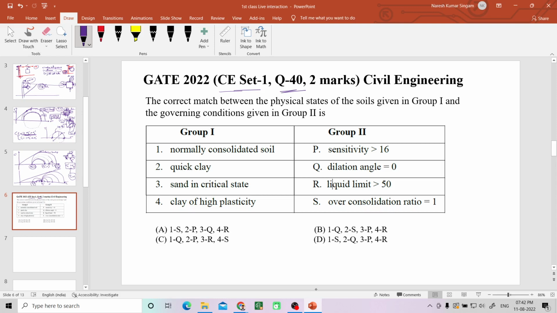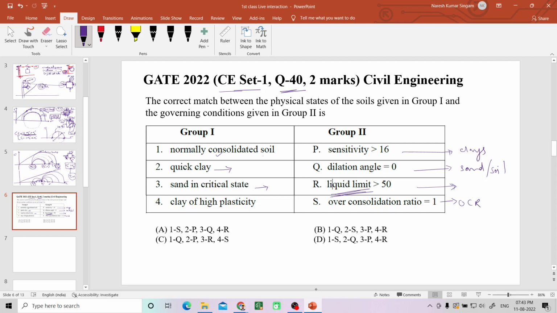First we will go through the things which are given in group 1. The options are normally consolidated soil, quick clay, sand in critical state, and clay of high plasticity, right? We have to go through group 2 also, so that we will understand what is related to what. A preliminary understanding will happen. Sensitivity greater than 16: generally sensitivity is talked about for clays, right? And dilation angle is generally for sands, even though you can use it for all kinds of soil. And liquid limit is for any kind of soils, sand or clay. And over consolidation ratio is also for any kind of soils.